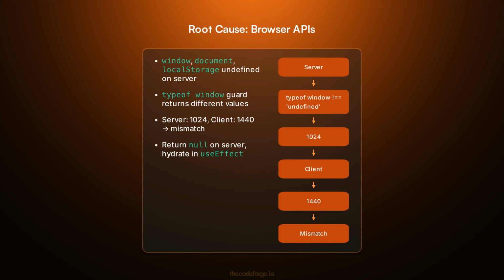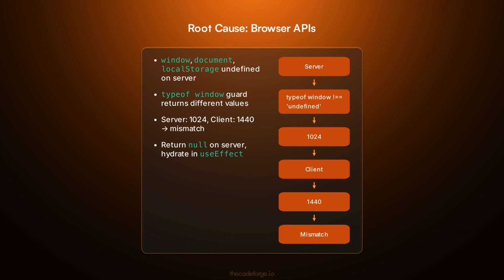The most common classic hydration error is accessing browser-only globals during render. On the server, window, document, and localStorage are undefined. A typeof window guard that returns different values on server and client creates the exact mismatch you're trying to avoid. The fix is to return null on the server and set the real value in a useEffect.